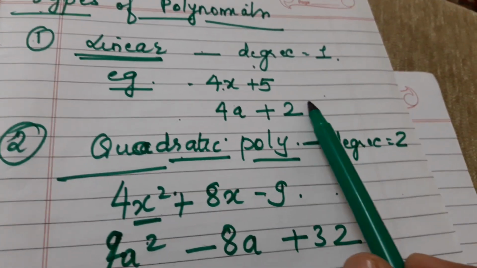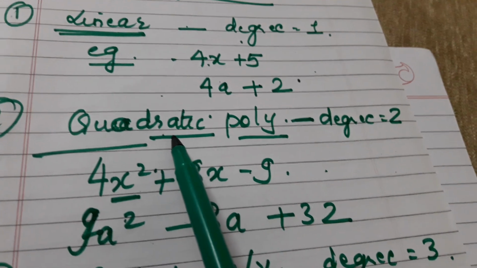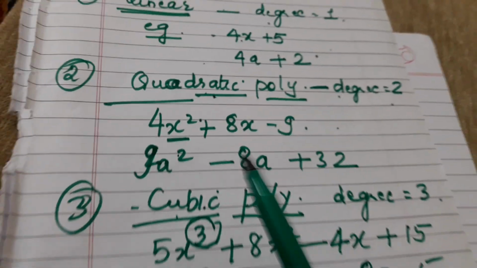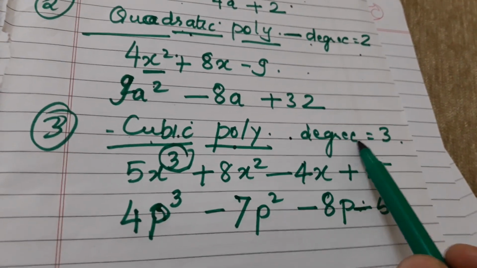So the types of polynomials are linear, in which the degree of the polynomial will be 1, quadratic, in which the degree will be 2, and the cubic, in which the degree of the polynomial will be 3.